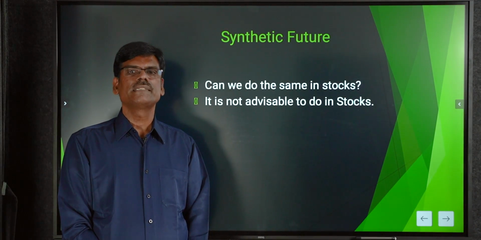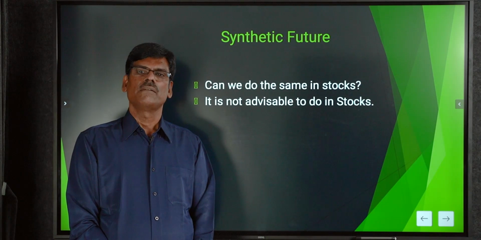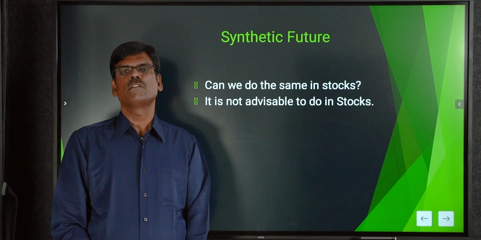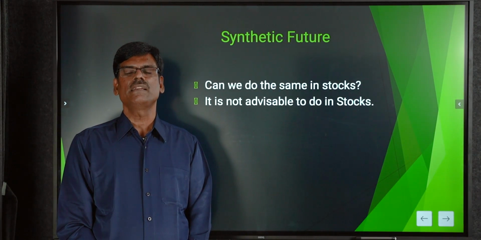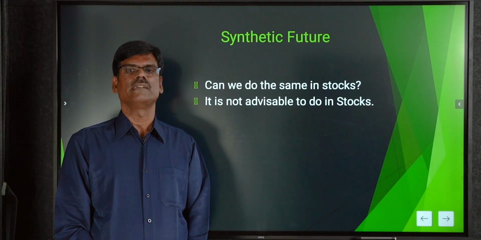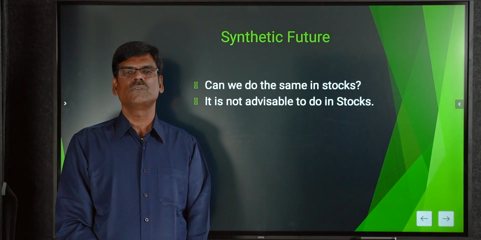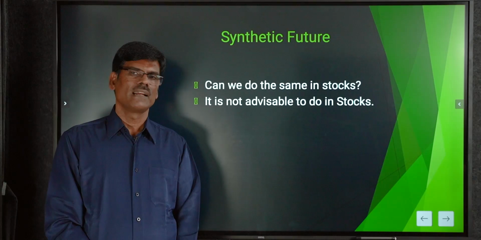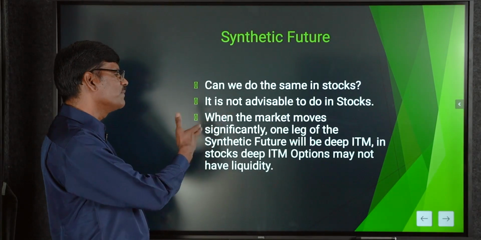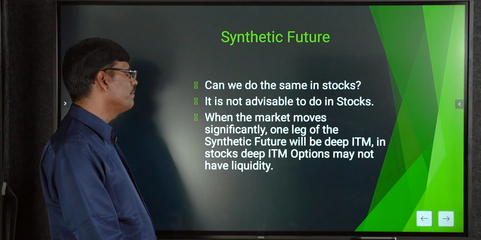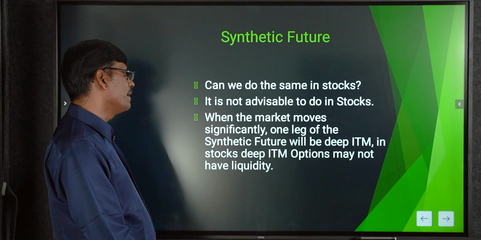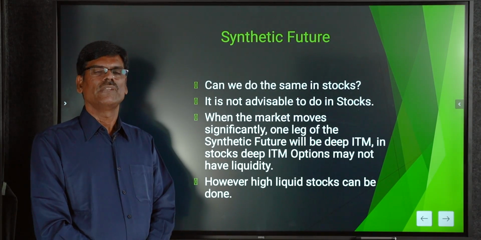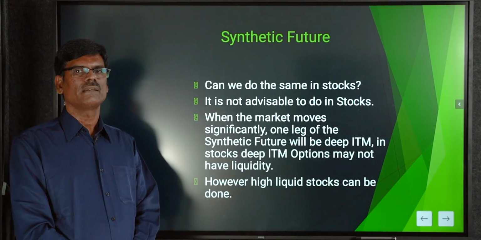Second thing, you take a synthetic future and market moves violently on one side. So your one side stock option will be deep in the money and which may not have liquidity. So liquidity issue is a main issue, but no matter how much you are deep in the money, Nifty options will have no problem in liquidity. So when the markets move significantly, one leg of the synthetic future will be deep ITM and stocks deep ITM may not be having liquidity. However, highly liquid stocks, you can consider taking synthetic future long or short.